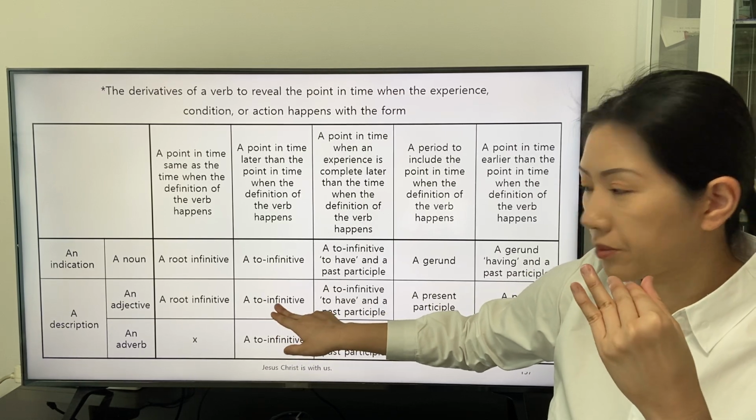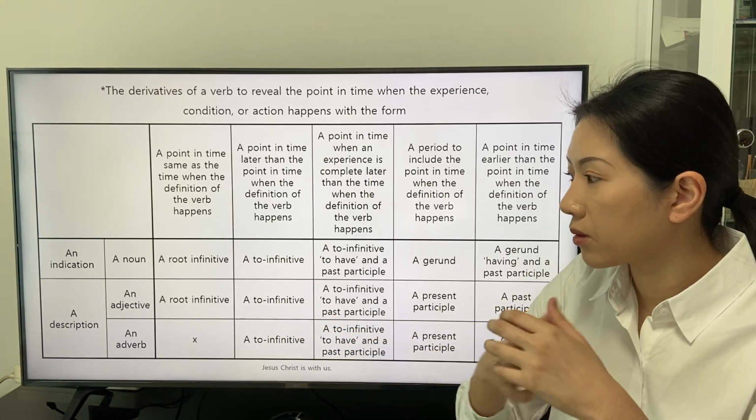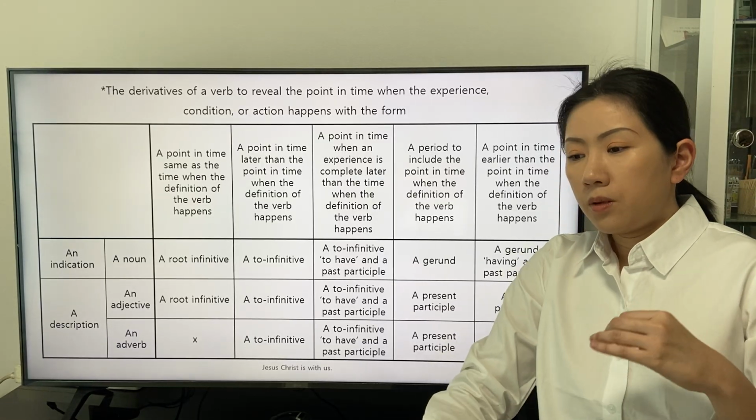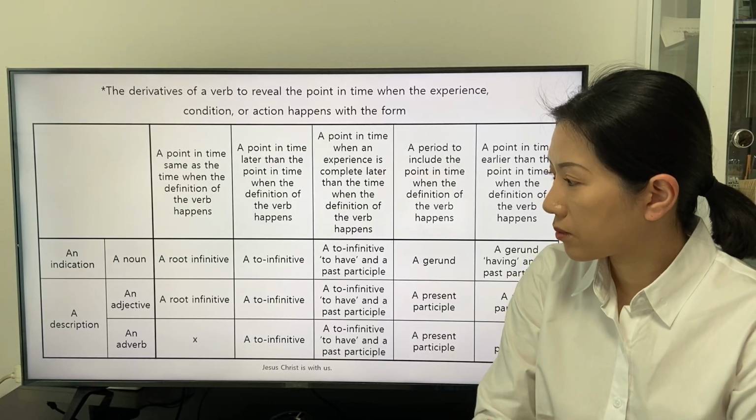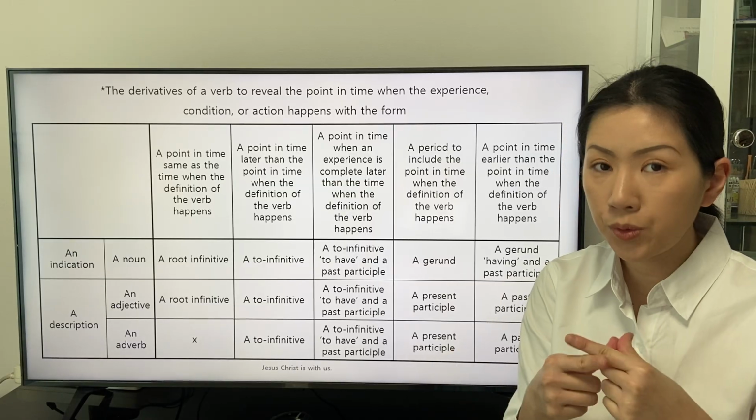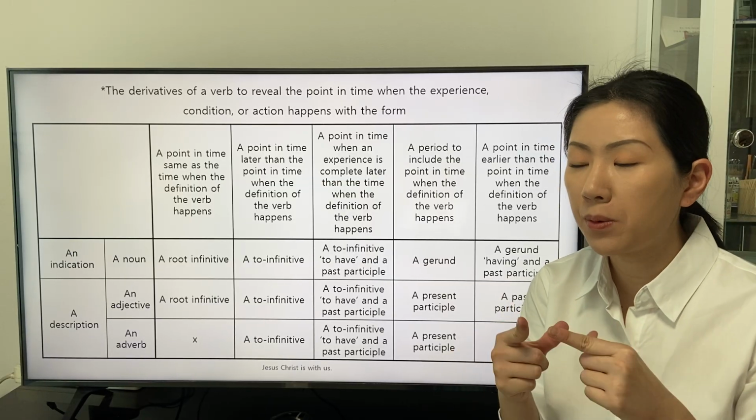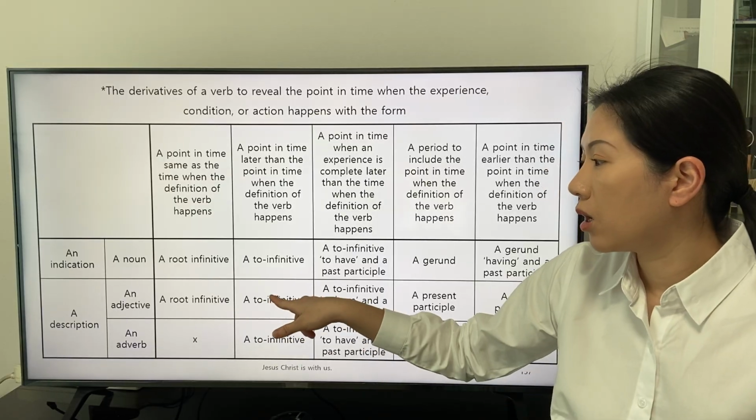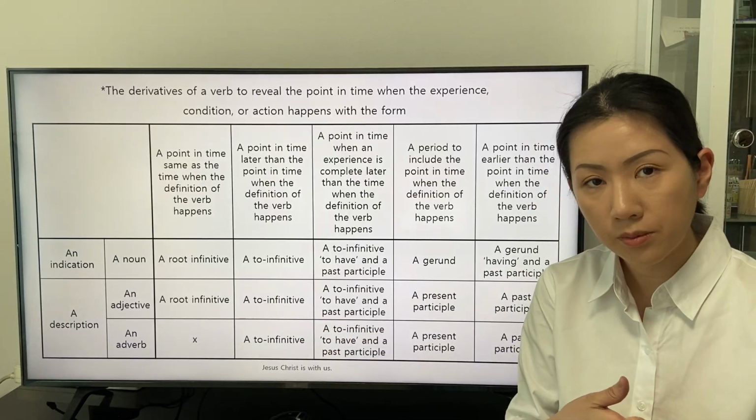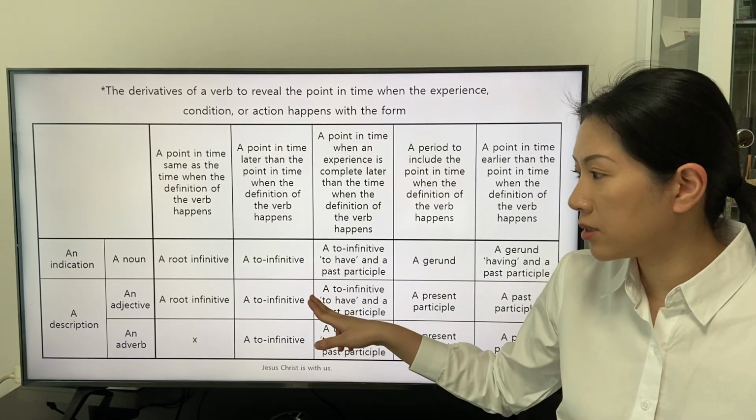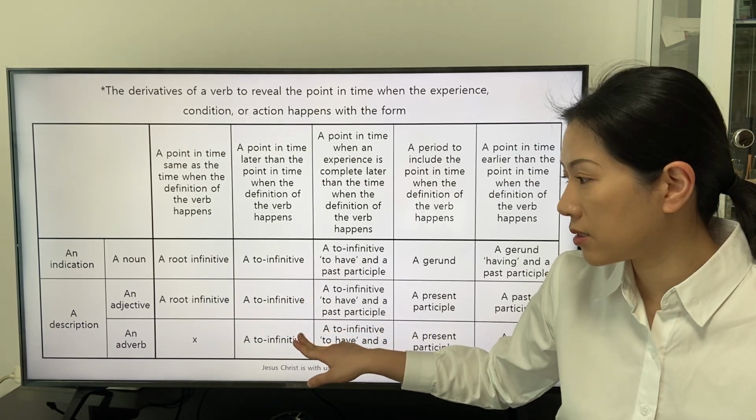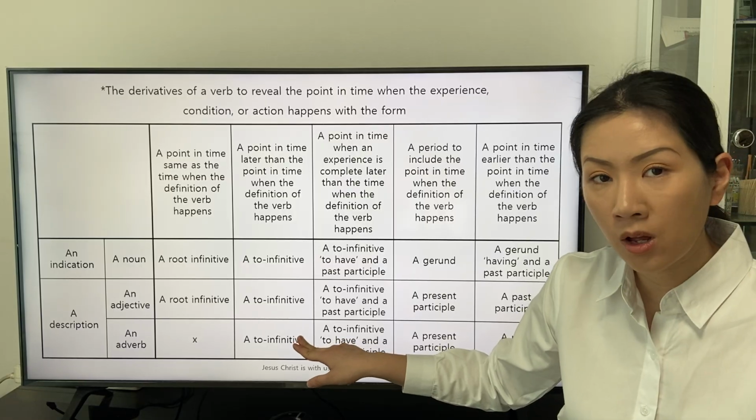In the combination of the preposition to and the object of the preposition to, which is a root infinitive, can be applied as a description. First one is with the trait as an adjective. The second one is with a trait as an adverb.